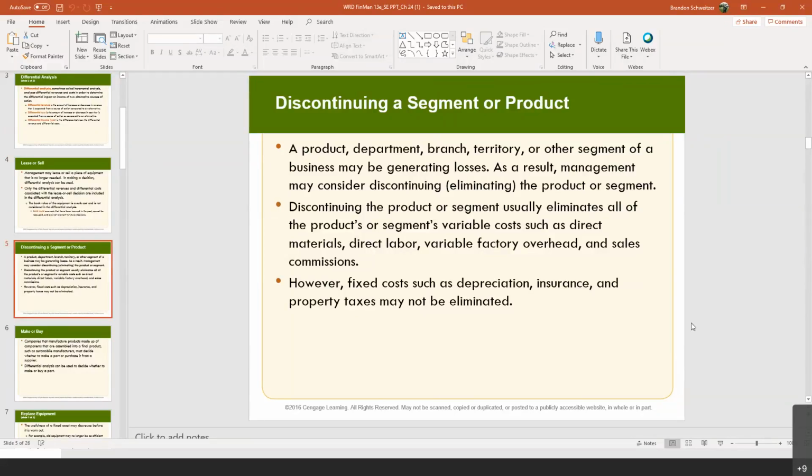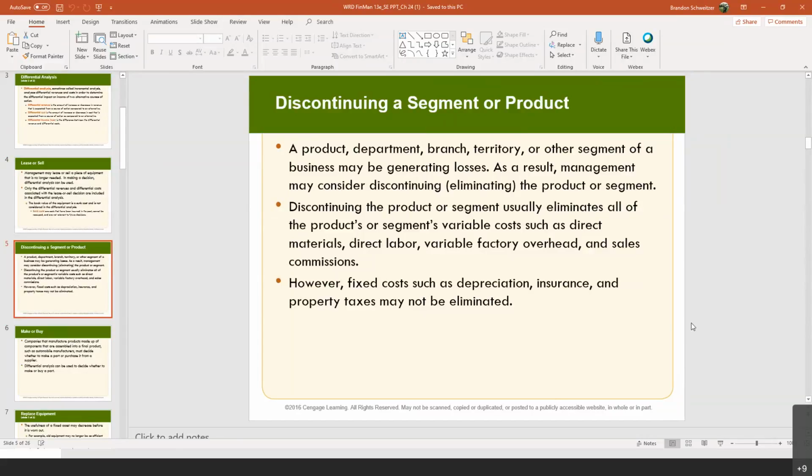Discontinuing the product or service or segment usually involves eliminating all of the product or segment's variable costs, such as direct materials, direct labor, factory overhead, and sales commissions. So again, with the tube TV, we no longer had a need to manufacture it, so therefore we can eliminate the related variable costs, the direct material to make it, the direct labor to make it, and of course the factory overhead and sales commissions that were involved with that product.